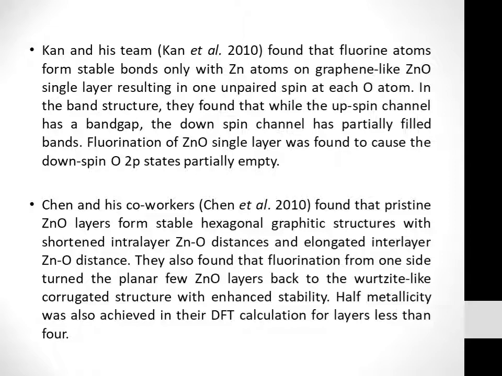In that same year, Chen and his co-workers also found that the pristine ZnO layer forms a stable hexagonal graphitic structure with shortened intralayer Zn-O distances and elongated interlayer Zn-O distance. They also found that fluorination from one side turned the planar few ZnO layers back to the wurtzite-like corrugated structure with enhanced stability. Half metallicity was also achieved in their density functional theory calculation for layers less than 4.